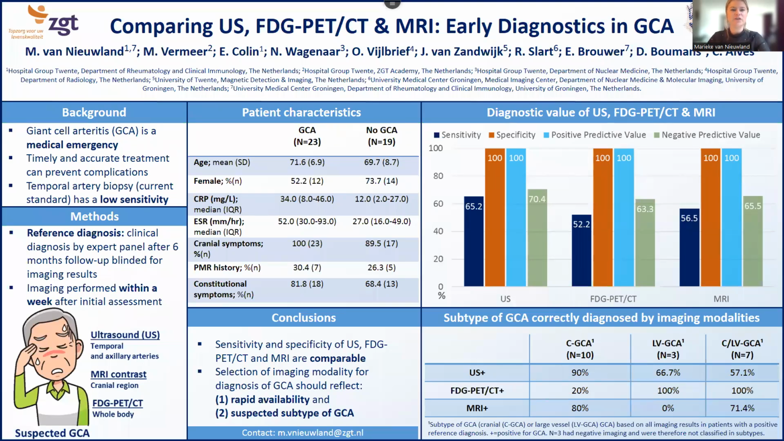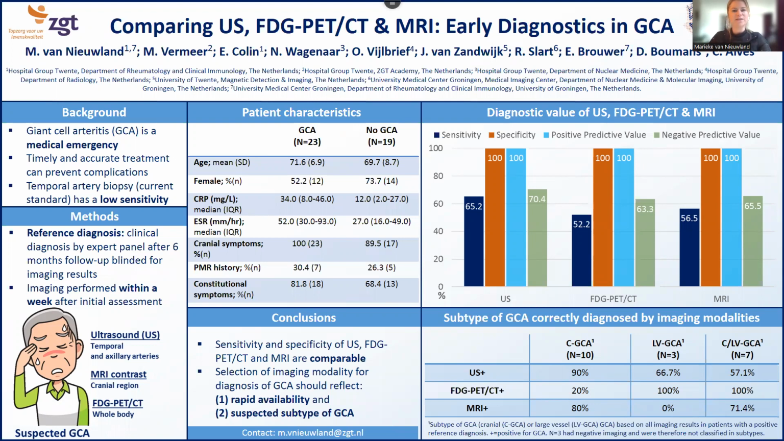My name is Marike, and in this short presentation, I will discuss some of the research that I have been doing as a PhD student in Hospital Group Twente, based in the Netherlands. My research is about the comparison between ultrasound, FDG-PET and MRI for early diagnosis of giant cell arthritis.